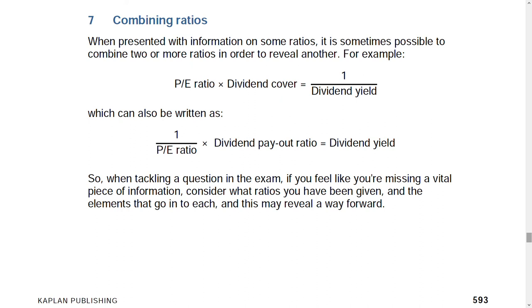Next. When tackling a question in the exam, if you feel like you are missing a vital piece of information, consider what ratios you have been given and the elements that go into each, and this may reveal a way forward. Sometimes they might ask you to calculate PE ratio, but you are not given anything about PE ratio. You are given dividend cover or dividend yield, or both. Then by using this formula, you will be able to go back and calculate PE ratio. It's like fill in the blanks where two or three pieces of information are given and the fourth item you have to find out. That's why combining ratios is very important. You have to know it.